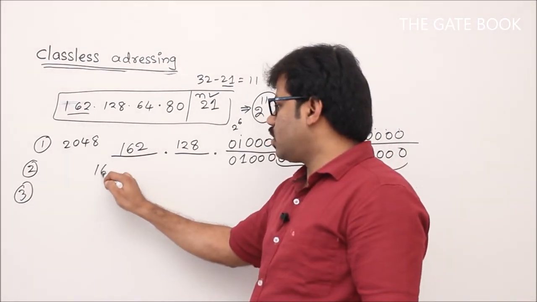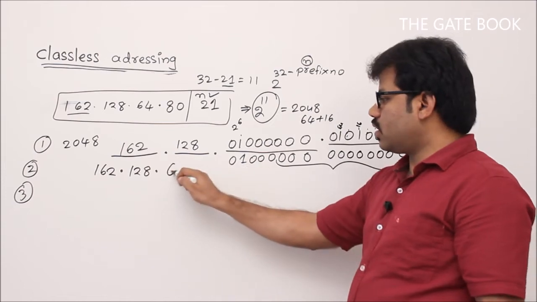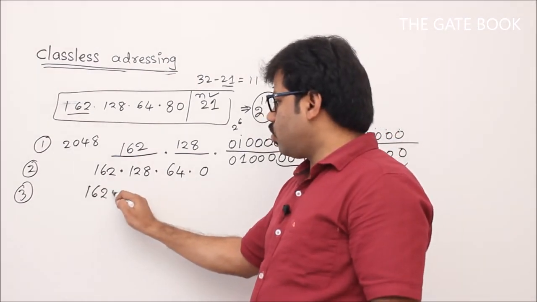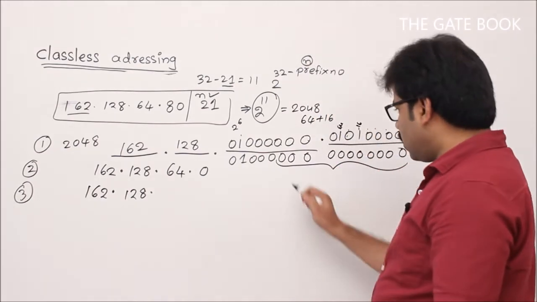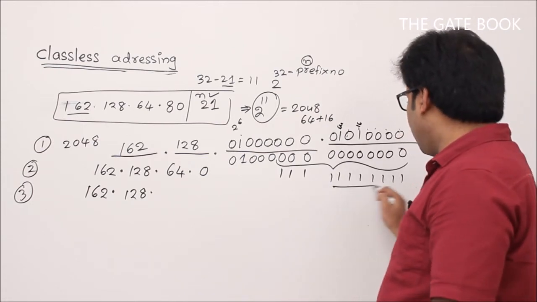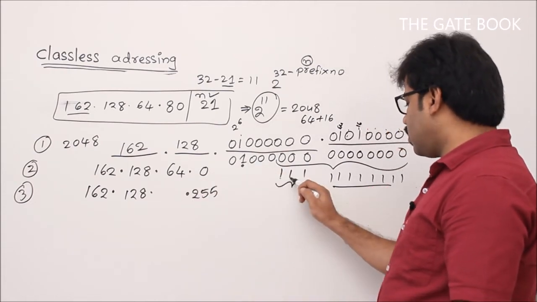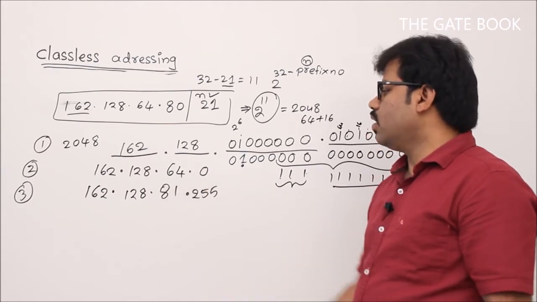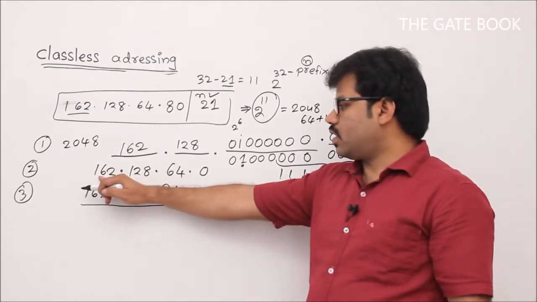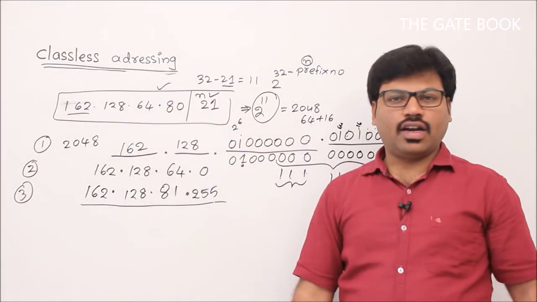If I write it, it would be 162.128 dot, and this is as usual the same thing, we got 64 dot. This is definitely 0. This is the first address. The last address will be 162.128 dot, with all ones here: 1, 1, 1, 1, 2, 3, 4, 5, 6, 7, 8. It would be like this. The last component will definitely be 255. The second component is 64 plus this last 3 bits, 7. 64 plus 7, 81. So we are going to get the last address 162.128.81.255. Here the first address is 162.128.64.0.